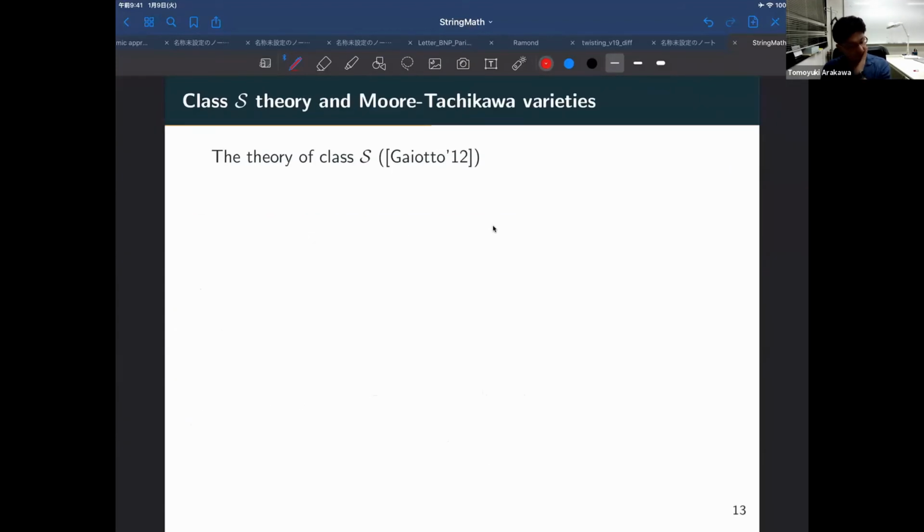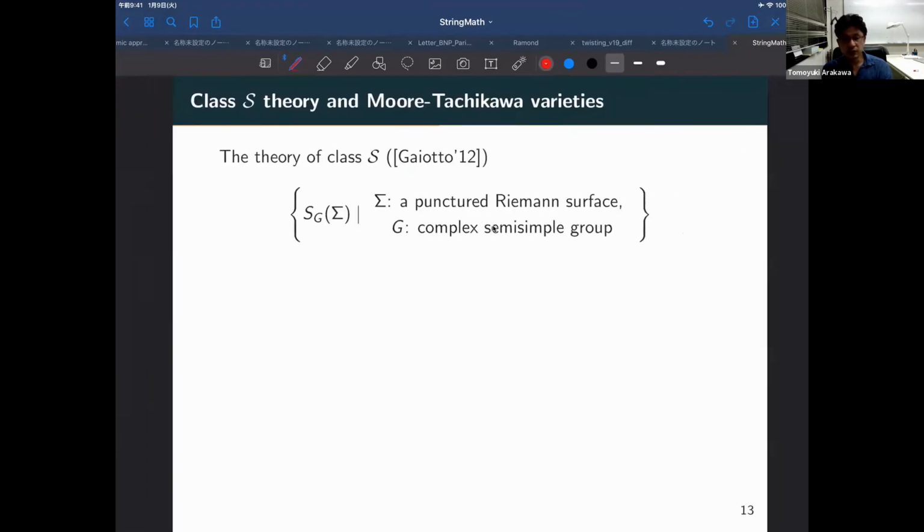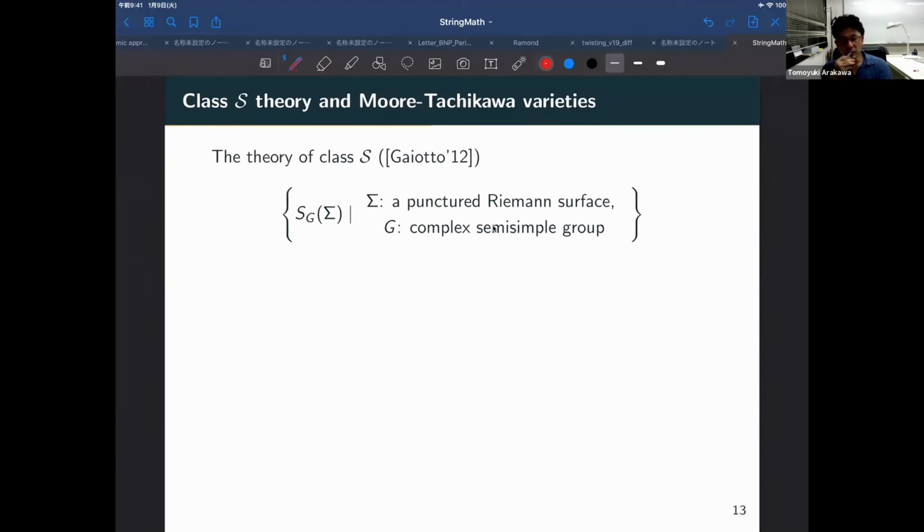class S theory. So S stands for 6, and the class S theory is obtained from the 6-dimensional theory by compactifying on a punctured Riemann surface, as you know very well. So it has a parameter, a punctured Riemann surface, and also a flavor symmetry group, which is a complex semi-simple group.